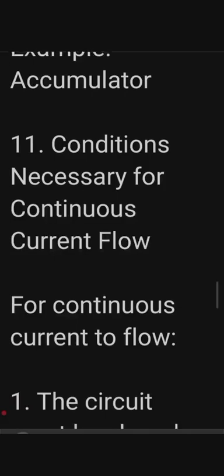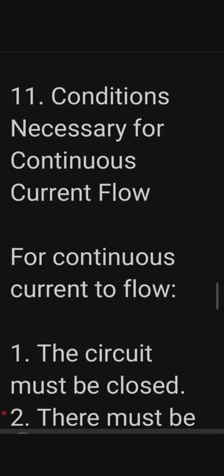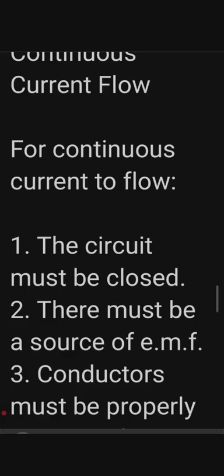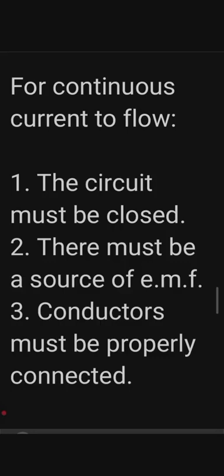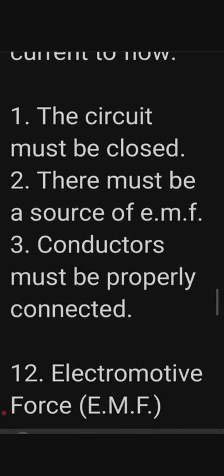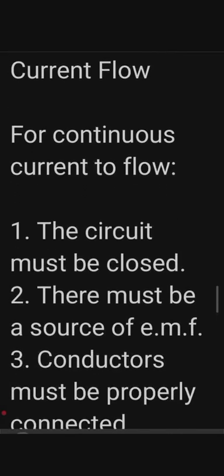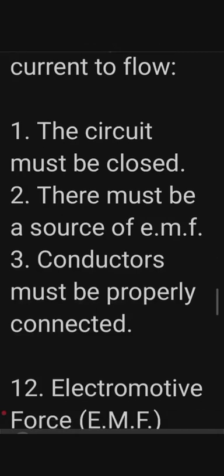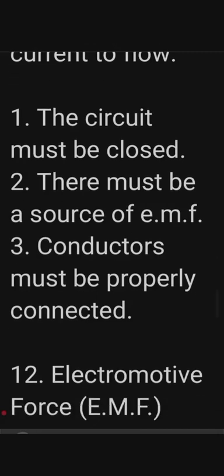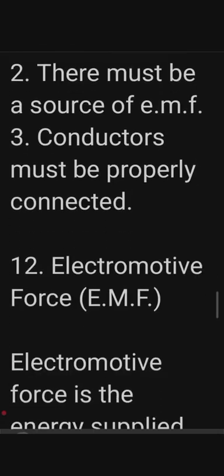Conditions necessary for continuous current flow. For current to flow continuously, some conditions need to be met. Number one, the electric circuit must be closed. It must not be opened. Number two, there must be a source of EMF. There must be a source of energy or a source of voltage. Three, conductors must be properly connected. So for current to flow continuously, the circuit must be closed. There must be a source of EMF. There must be a source of power, and conductors must be connected properly.